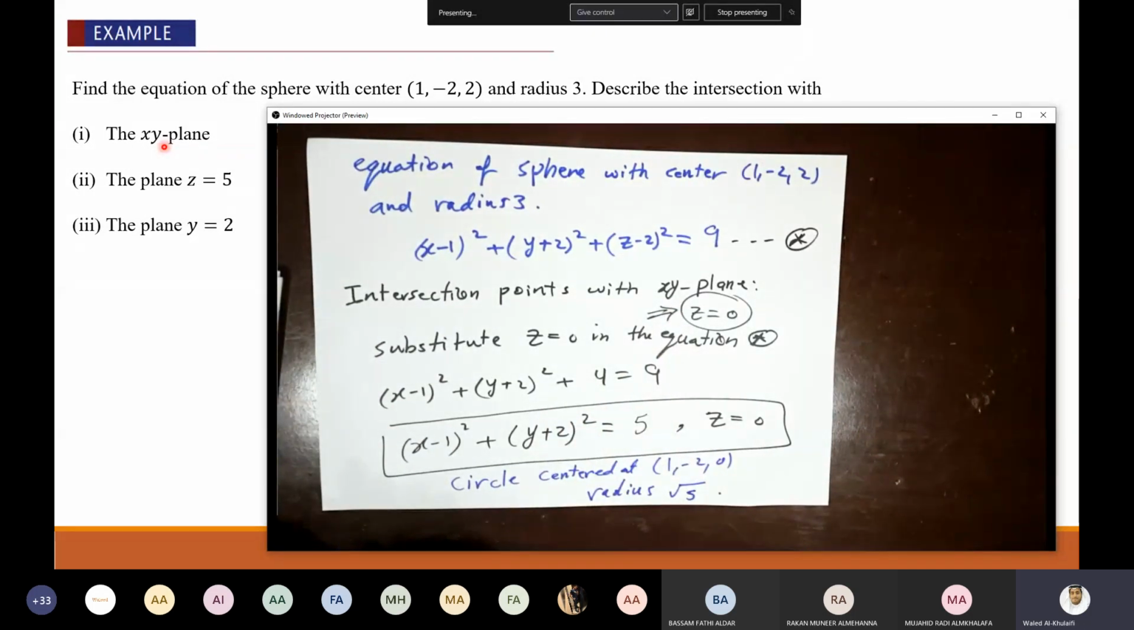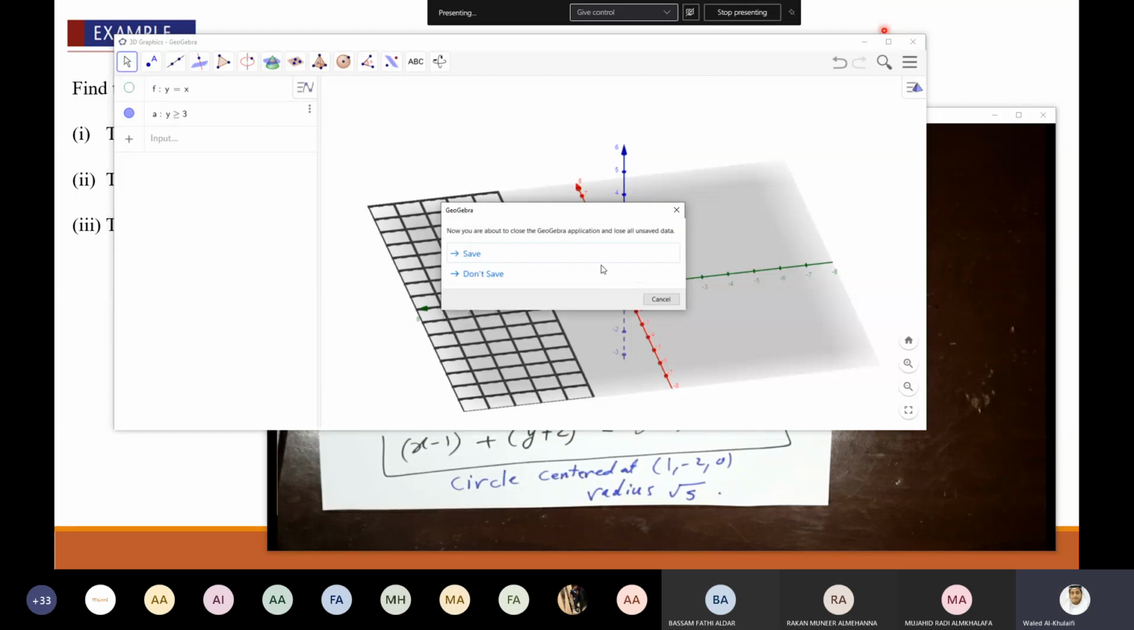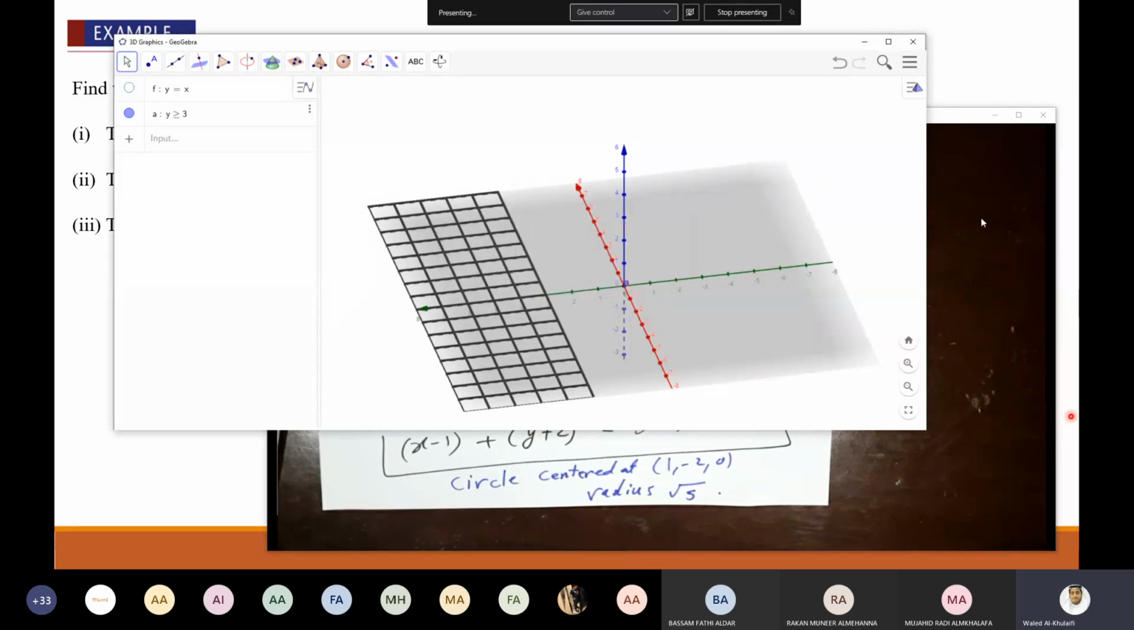Actually, if you want to verify, we can have it here. This program, when I leave it away, it gets mad on me. So let's.